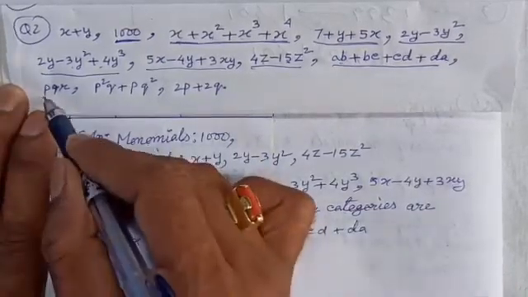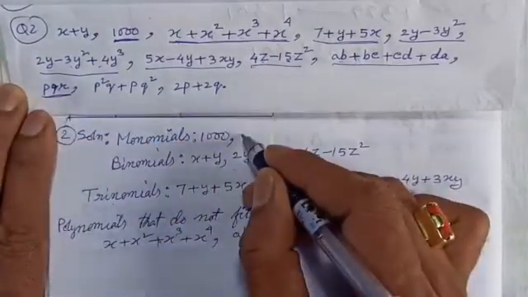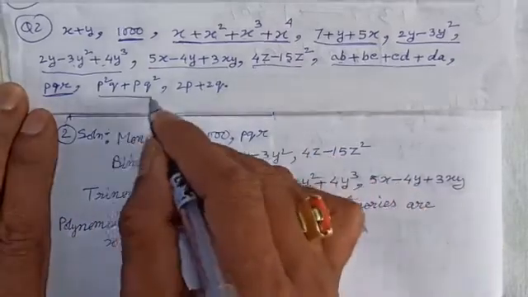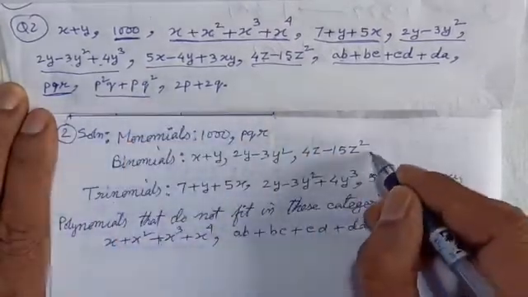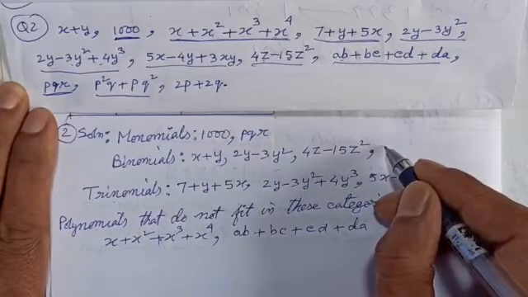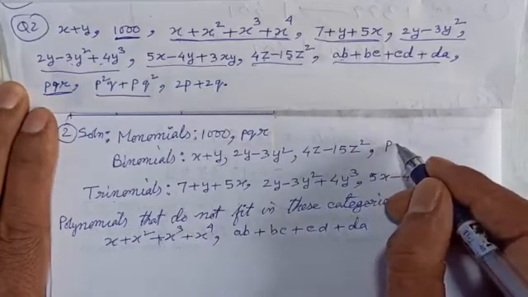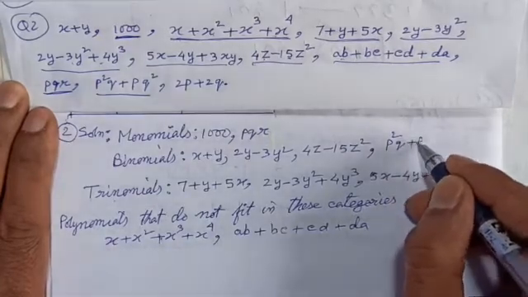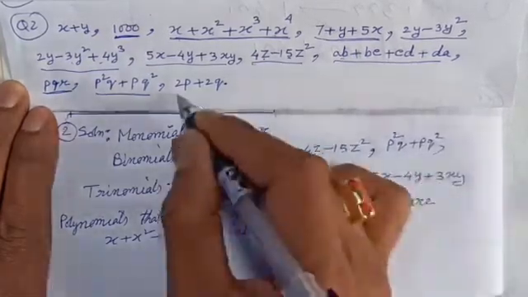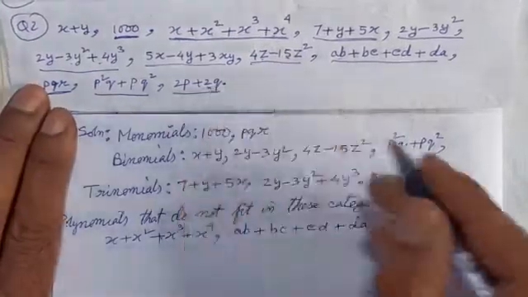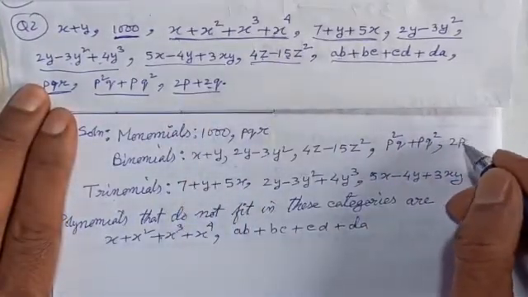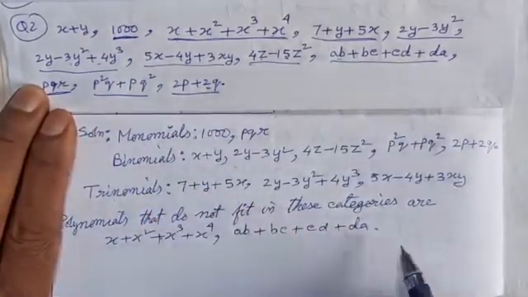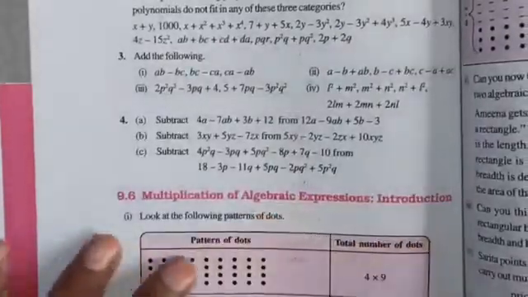Here 1 term, monomial. So p, q and r. Here how many terms? 1, 2, binomial. So here p squared q plus pq squared. Here how many terms? 1, 2. 2 terms means binomial. 2p plus 2q. Next, let's try question number 3.